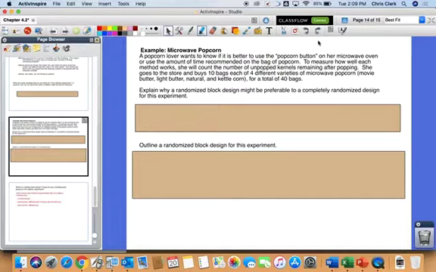All right. So, explain why a randomized block experiment design would be better or more preferable to a completely randomized design. What does the different types have an effect on the response? It could pop differently. Kettle corn might pop faster or slower than the movie butter.